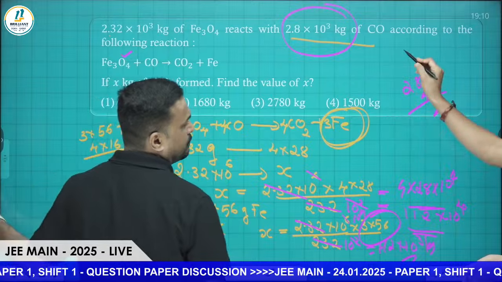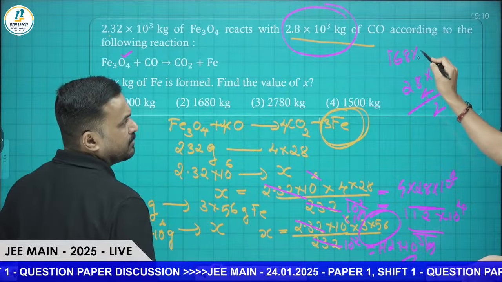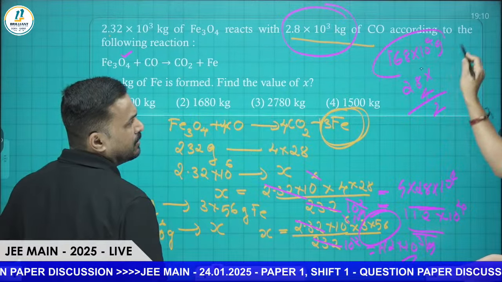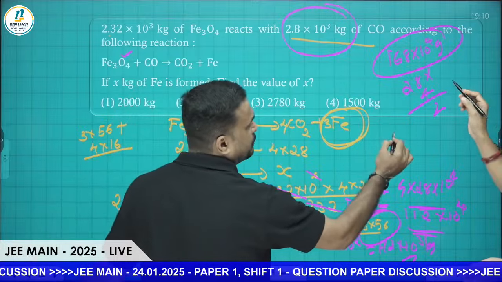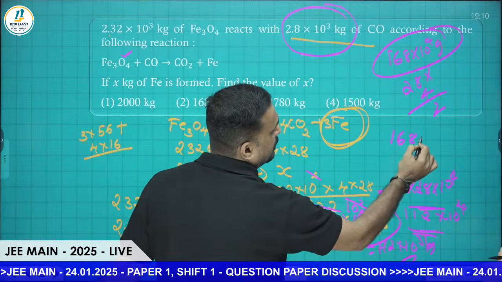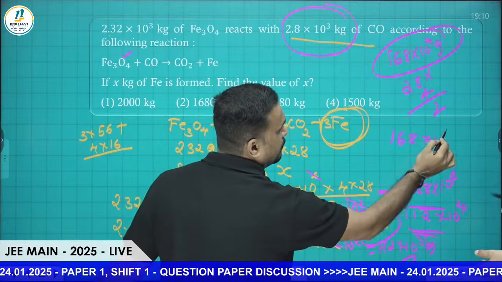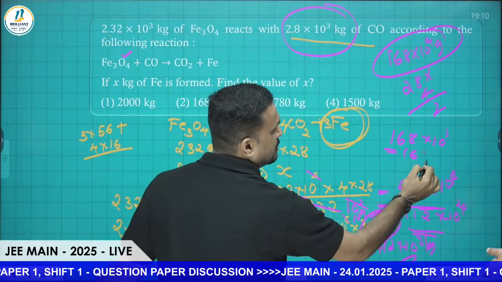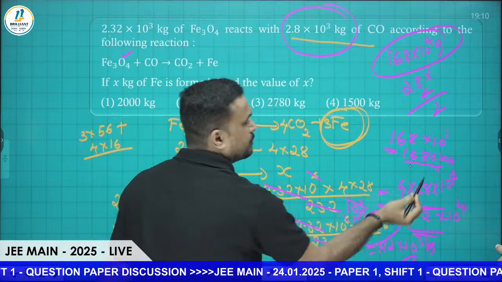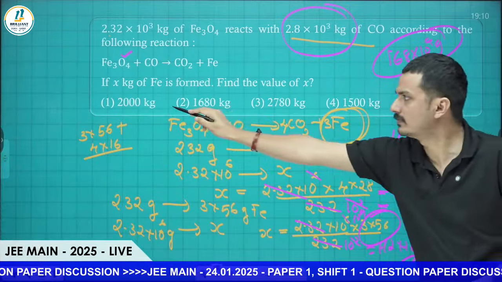168 into 10 raised to 4 will come, then into 10 power minus 3. So 168 into 10 raised to 4 gram will come, into 10 power minus 3, which means 168 into 10 power 1 will come. That is equal to 1680 kilogram. Correct, right? So option 2 will come.